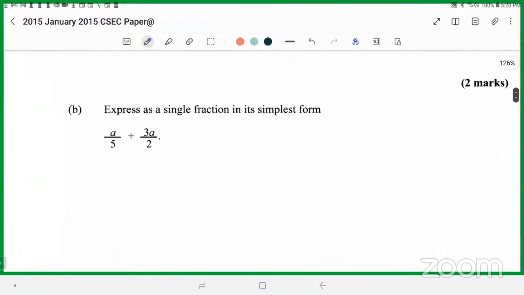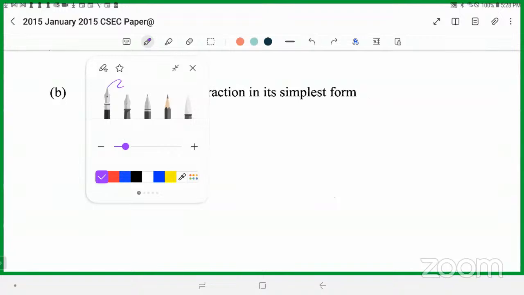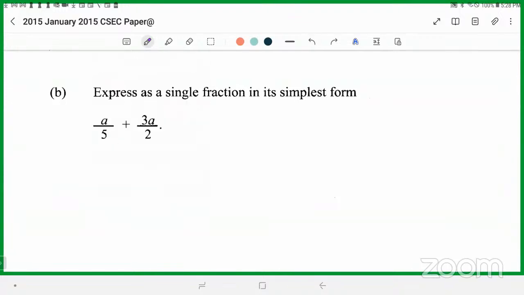Next question. Express this as a single fraction in its simplest form. All right, so when you're adding fractions, guys, I know a lot of people do this: 5 times 2 is 10, put 10 down here and say 5 into 10 goes 2 times 8 is 2a, and 2 into 10 goes 5 times 3 is 15a. Then they add them and get 17a over 10.